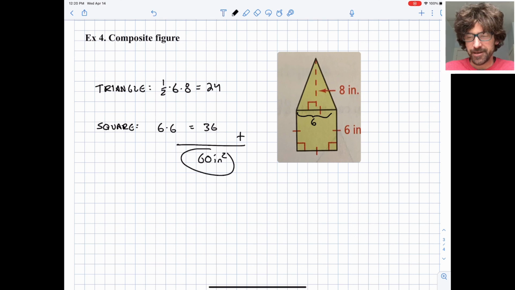All right, area of rectangles and parallelograms and triangles. We got through it, and that's a good place to stop right there.